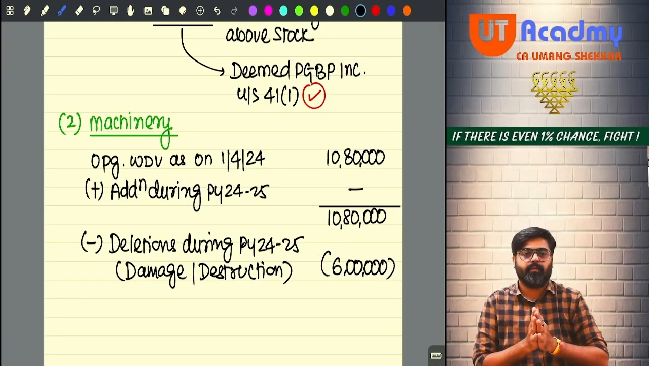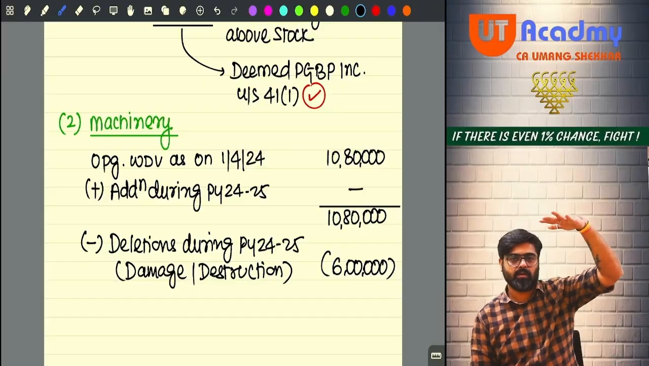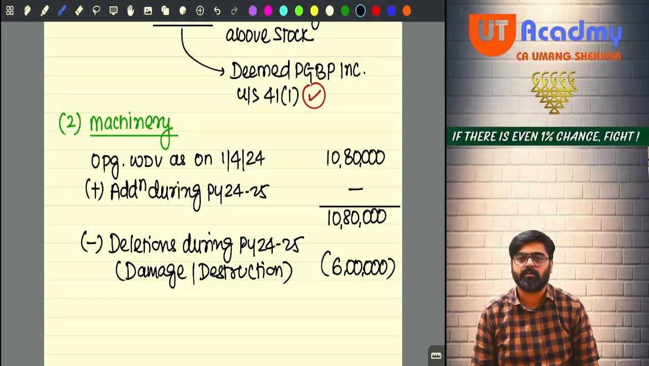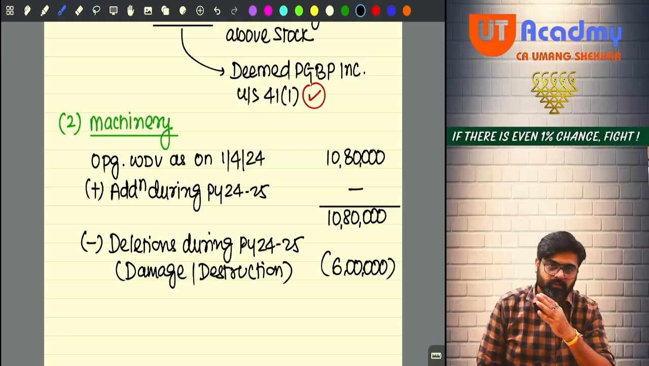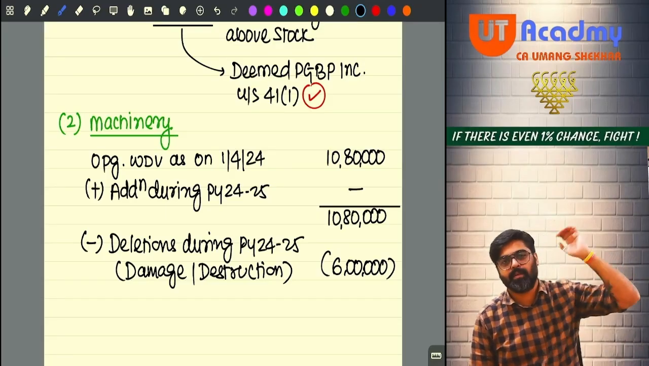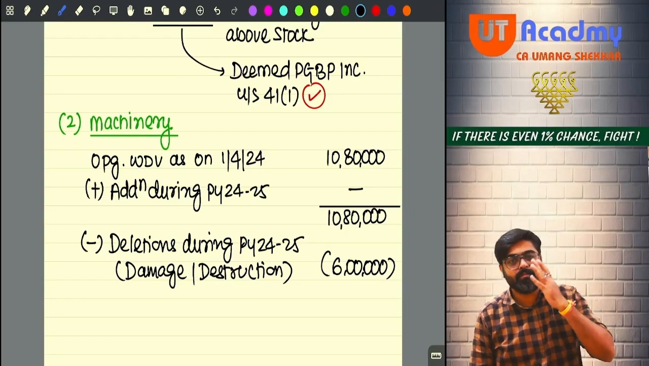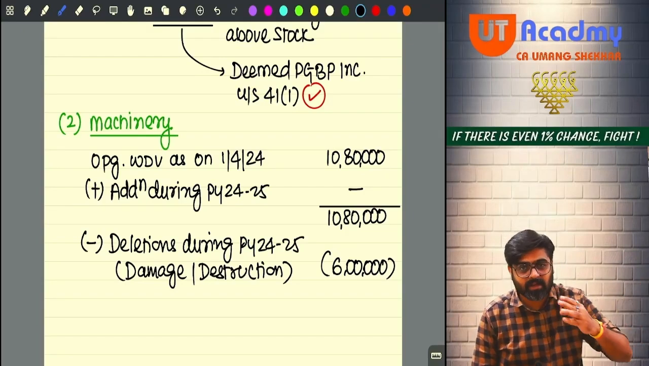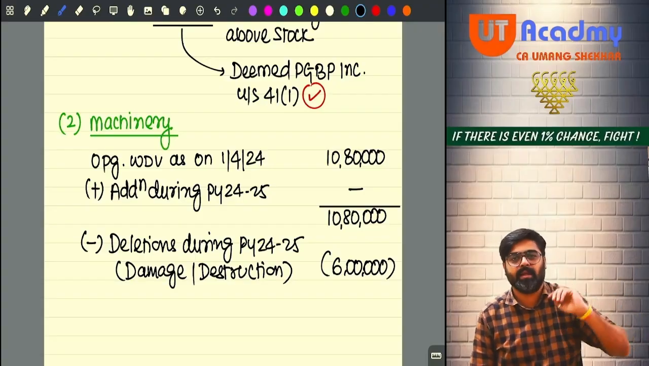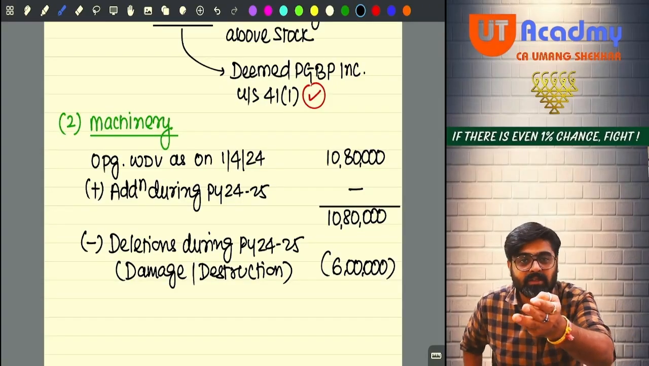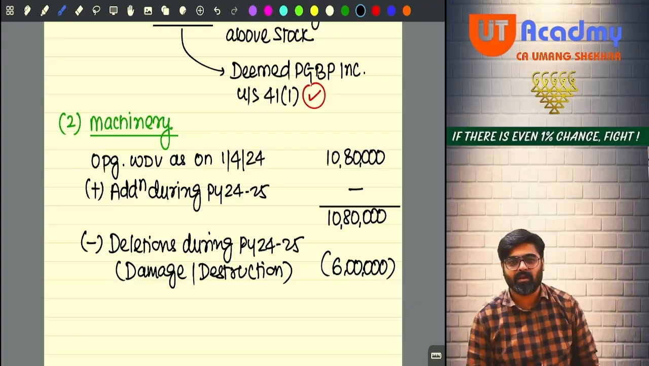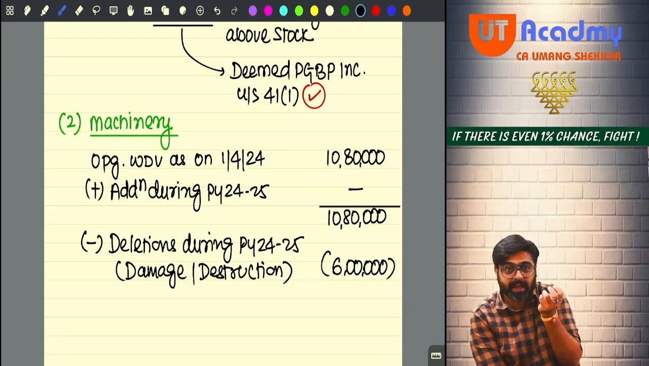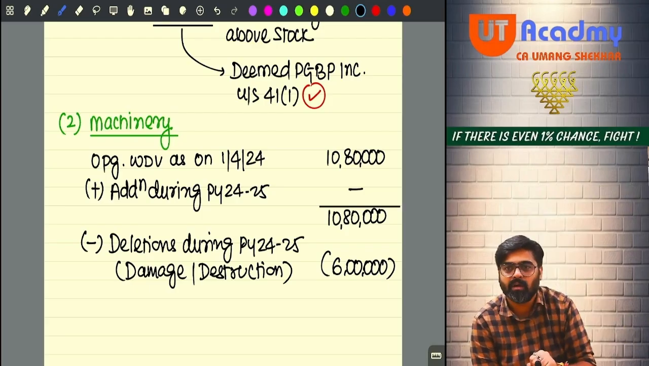See, whenever we create a block, additions happen in the block. Deletion happens when the assets are sold, deletion happening. Assets are compulsorily acquired, deletion happening. Asset is scrapped, deletion happening. And even the damage or destruction, deletion happening, no? So against this deletion, are you getting anything? Yes. Insurance claim you are receiving, no?